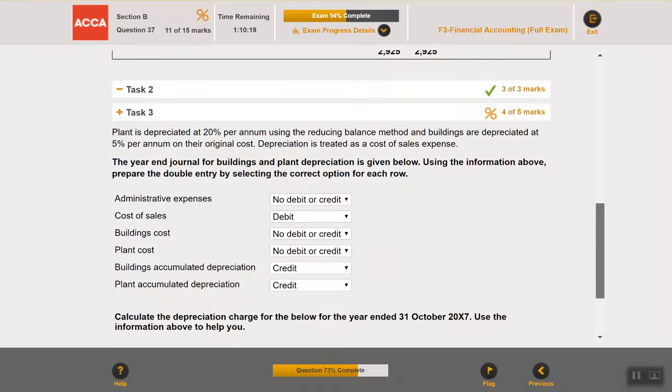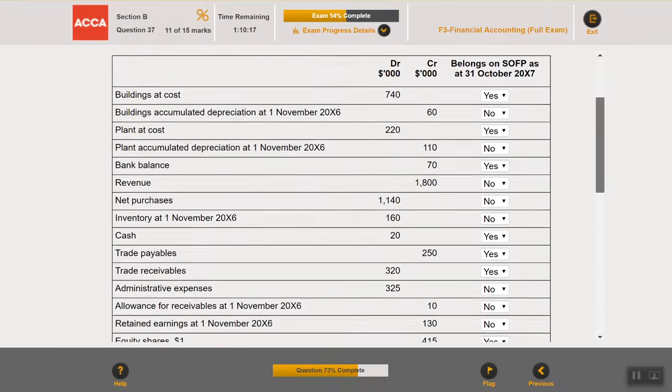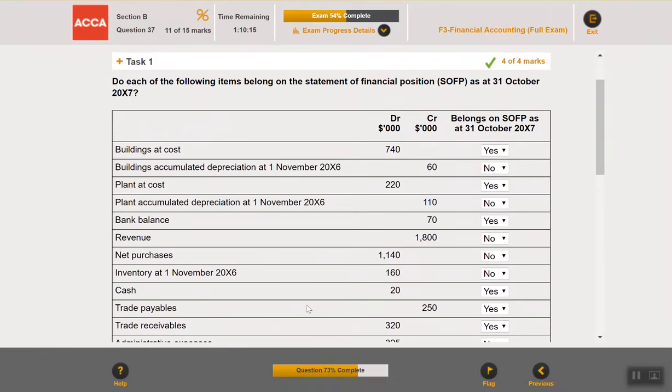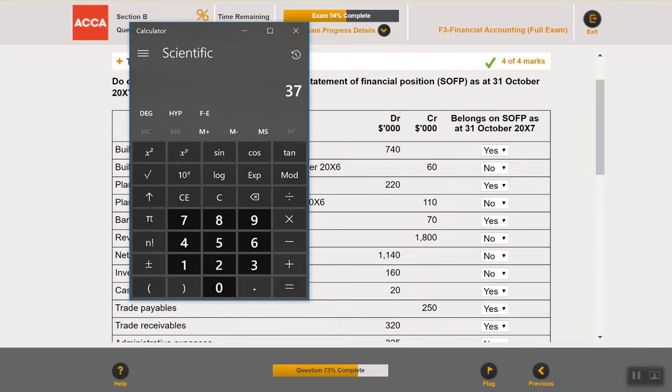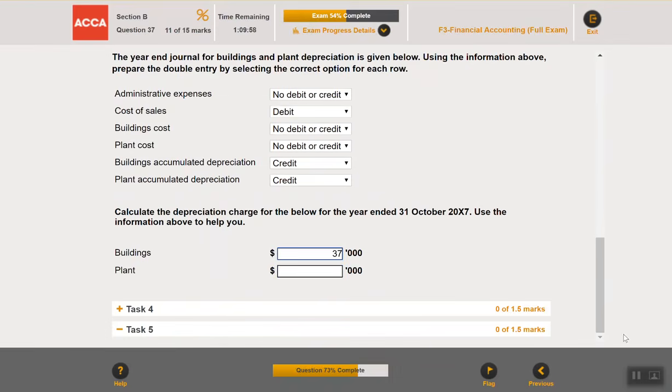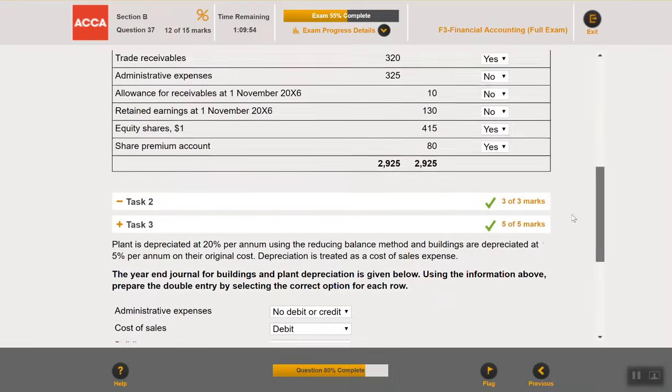And then plant 20% reducing balance. So 220 minus 110 gives you a net book value, multiplied by 0.20 gives you depreciation, which is 22,000. So this task is also completed.